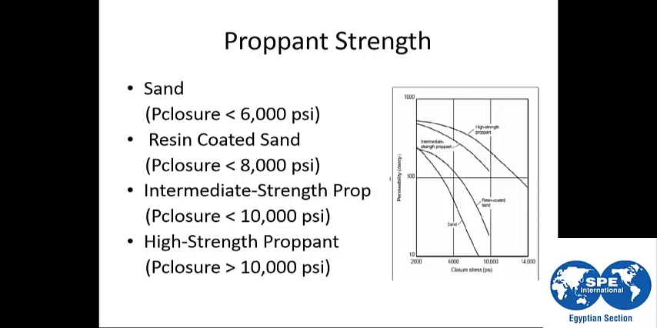But it also has a side effect. The side effect of using resin coated sand is the reduction of the conductivity of the fracture, because the resin occupies some of the spaces between the sand particles. So in order to overcome this problem, we use intermediate strength proppant and high strength proppant. The proppant is fabricated from ceramic material, and as we said, has a special range of particle size, and its sphericity is guaranteed by testing.